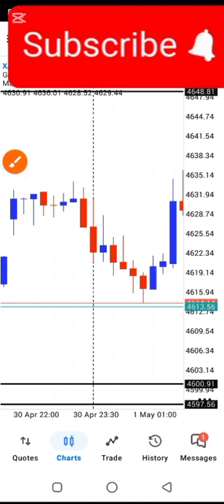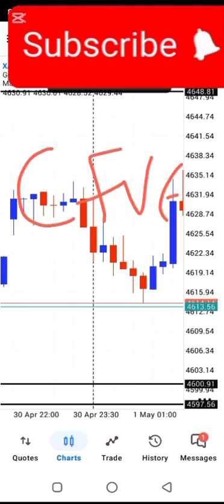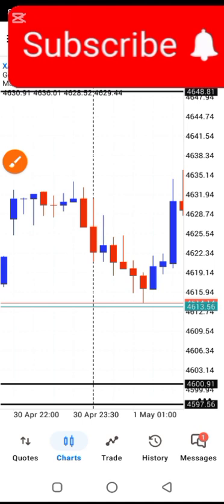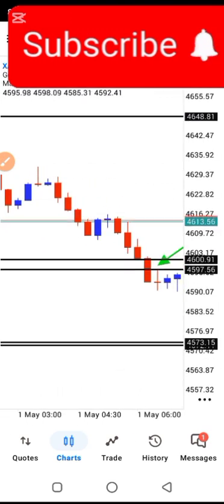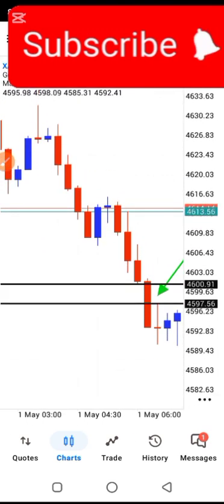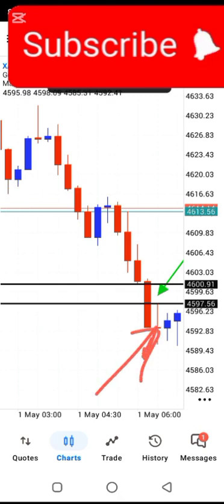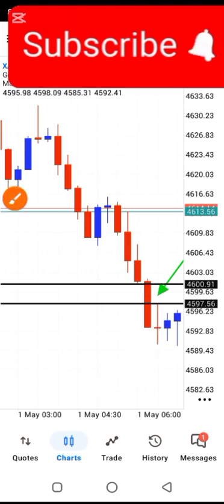All right, so we start with the very first type of fair value gap, which is the consolidation fair value gap, and this particular one is rated as the best type of fair value gap. Let me just show you how it looks. The third candle will look like a consolidation candle, like an indecision candle. Do you see that?